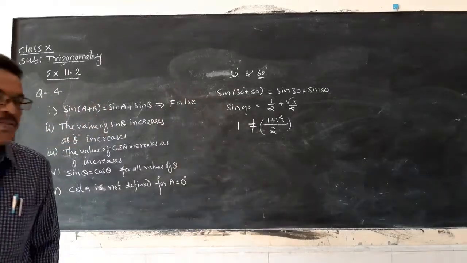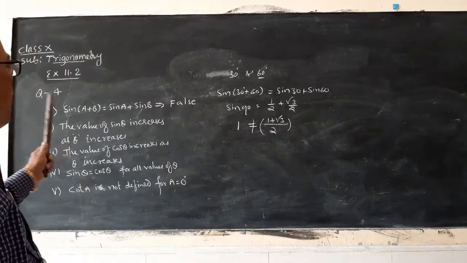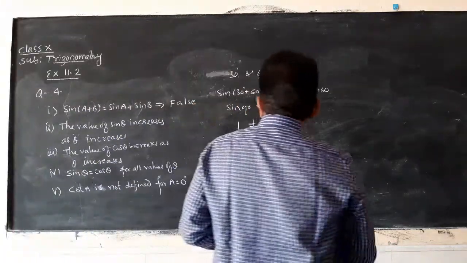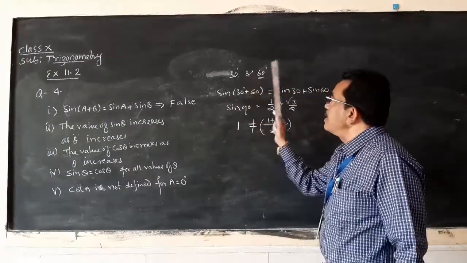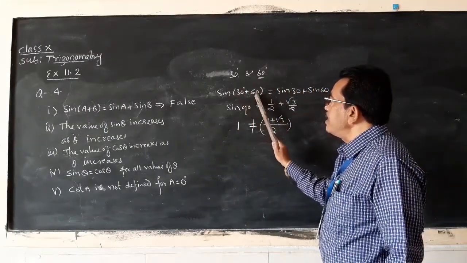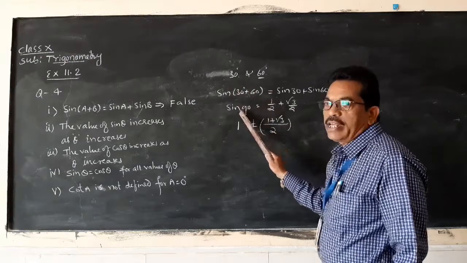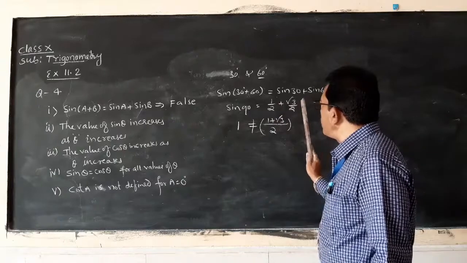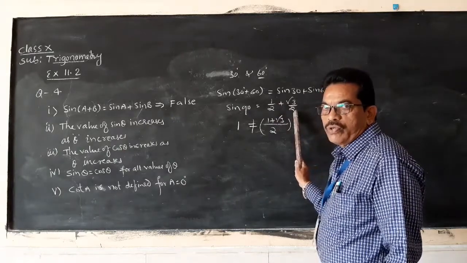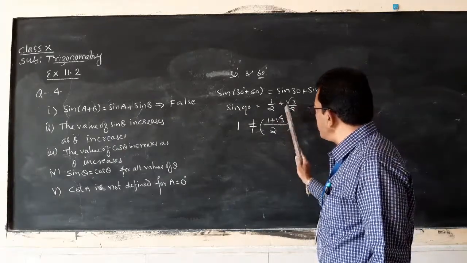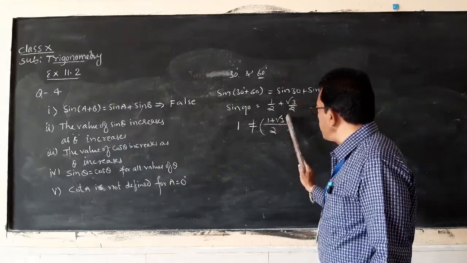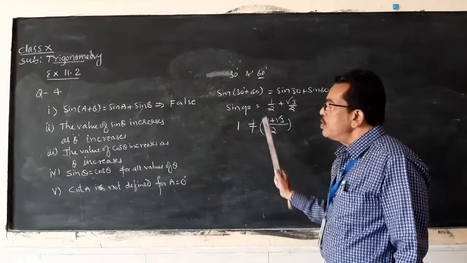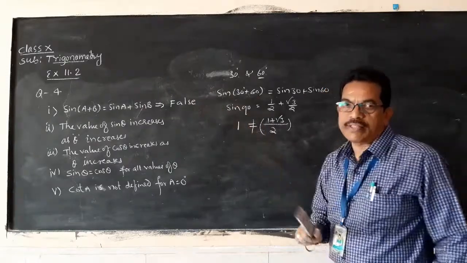Which one is false? The first one, sin of a plus b equals sin a plus sin b. Let us consider the angles a as 30 degree, b as 60. Sin of 30 plus 60 is sin 90, which equals 1. Here sin 30 is 1 by 2, sin 60 is root 3 by 2. When we simplify, LCM is 2, that is 1 plus root 3 by 2. 1 is not equal to 1 plus root 3 by 2. So this statement is false.